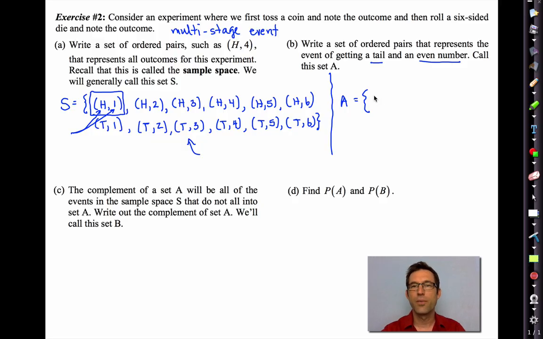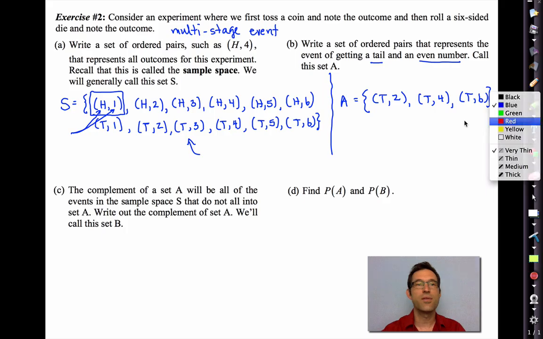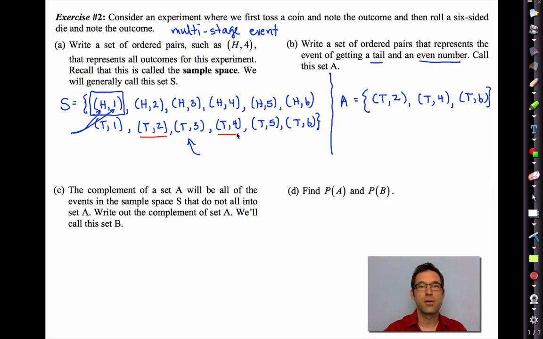All right, let's go through it. Well, we got to have a tail, so a tail and 2, a tail and 4, and a tail and 6, right? And obviously you can see those here. Here's those elements, and they just became elements of A.